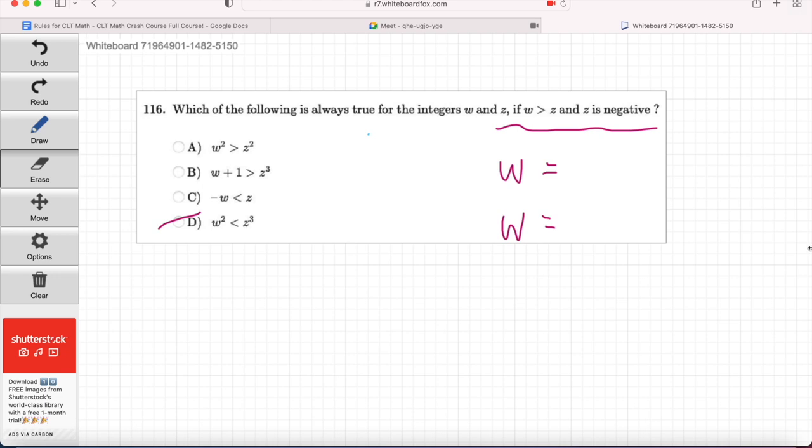So I want to make W 2. And I just realized I have 2 W's here, that was silly. Then we're going to make Z equal negative 2. Z is negative. Does that make sense? Yes. I think this is going to help us differentiate between them. So let's try plugging those values into answer choice A.